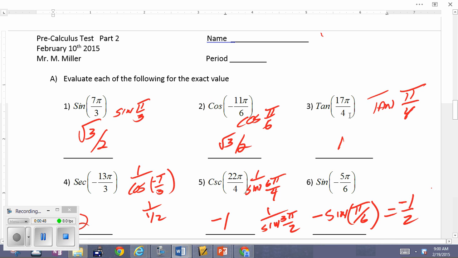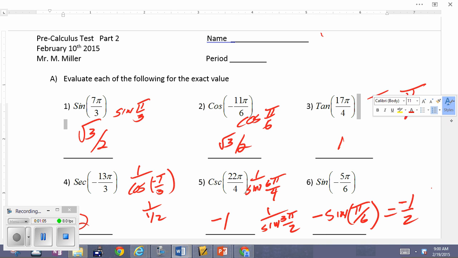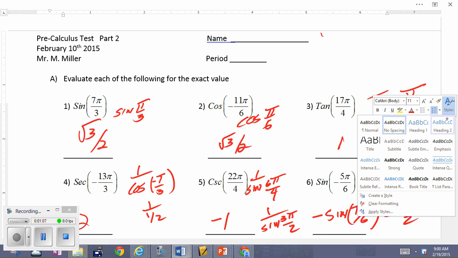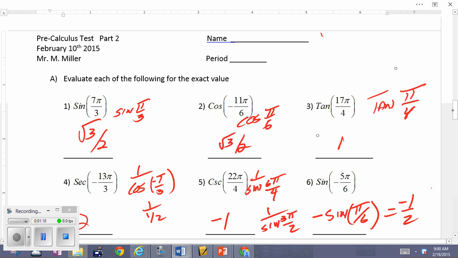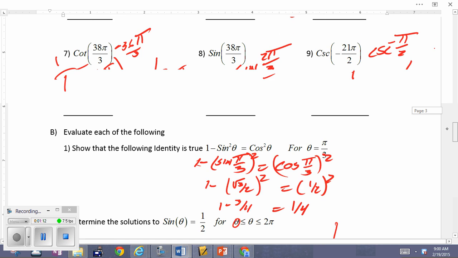Same thing here. I can downsize this by taking out 16 pi over 4, which is 4 pi, which is 2 revolutions, brings it down to the tangent of pi over 4. So those are just reference angles that I found right away, and they're quite straightforward, okay?